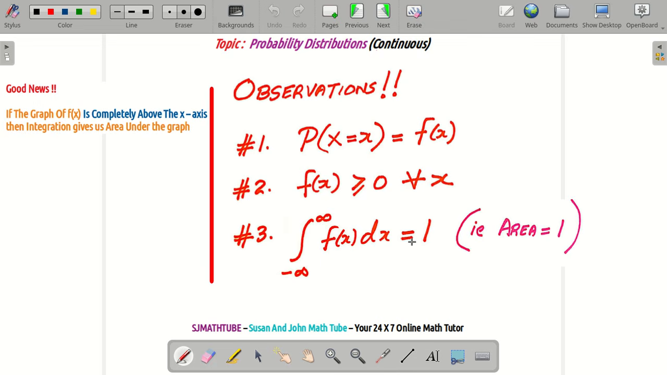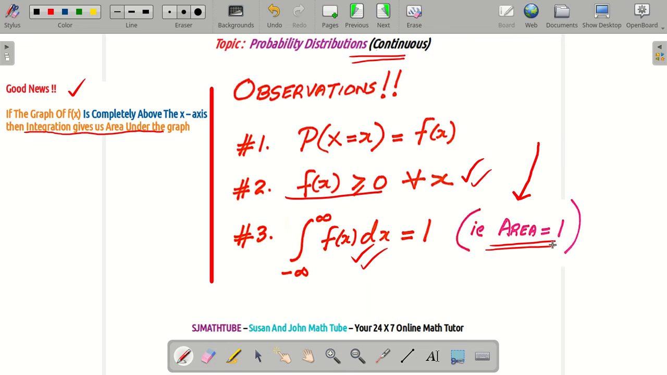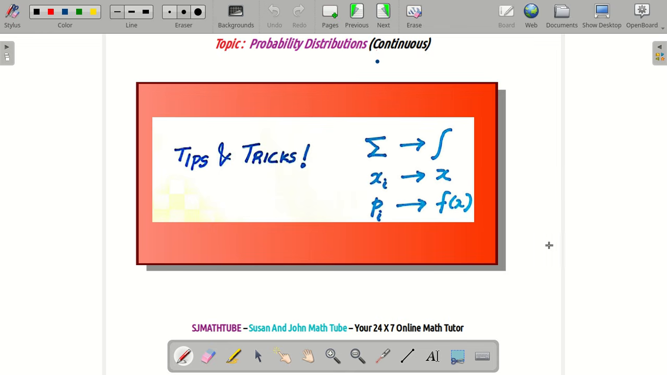Now the last and the most important thing, and I hope you still remember the good news. The good news is, if the graph of f(x) is completely above the x-axis, then integration gives us the area under the graph. So what does the last property imply? It implies that for any probability distribution function in the continuous case, the area under the curve will be equal to 1 unit.